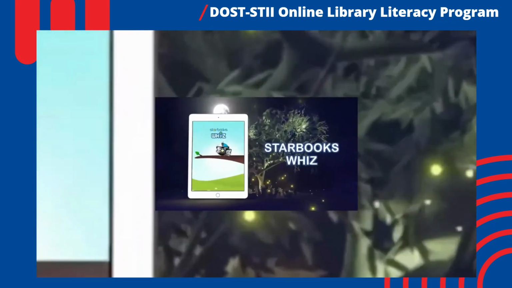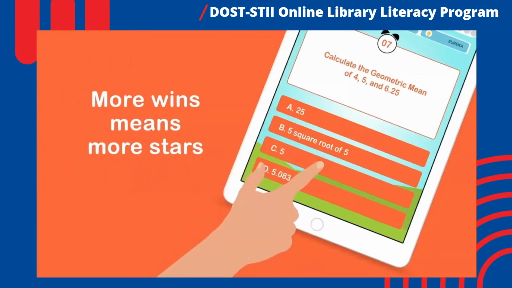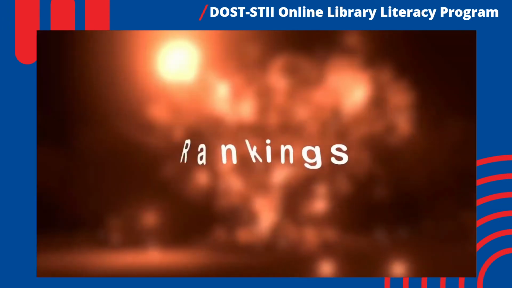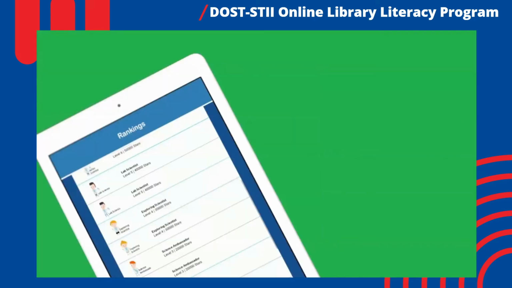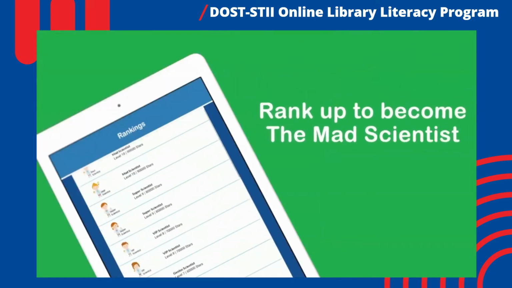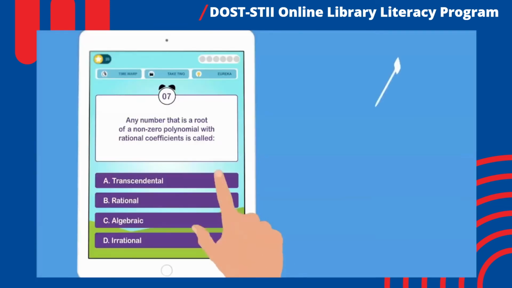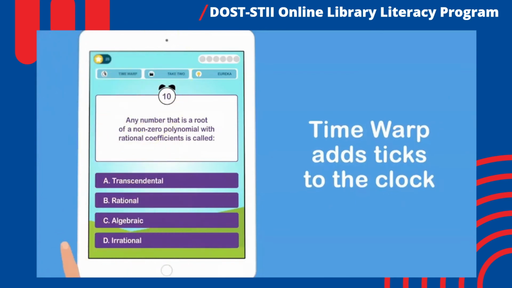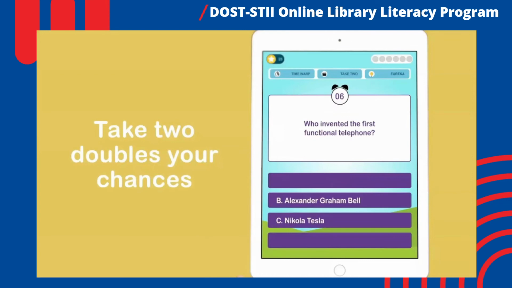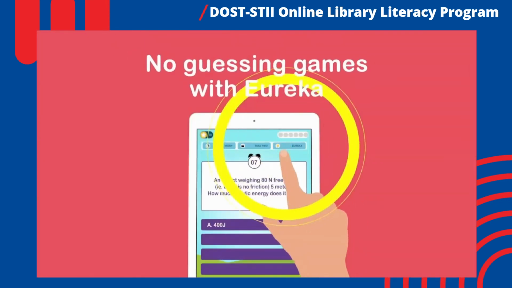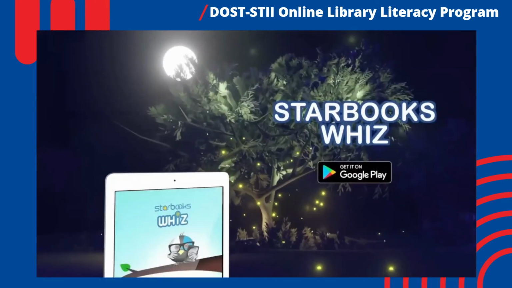Starbucks Wiz. Earn stars by getting questions right, winning battles, and getting daily rewards. Get more stars and you'll quickly rank up. Get on top of the game by becoming the mad scientist. Get more time to think with Time Warp. Clear away 2 wrong choices by engaging Take 2. Or summon Eureka, and the answer will be revealed instantly. Starbucks Wiz.